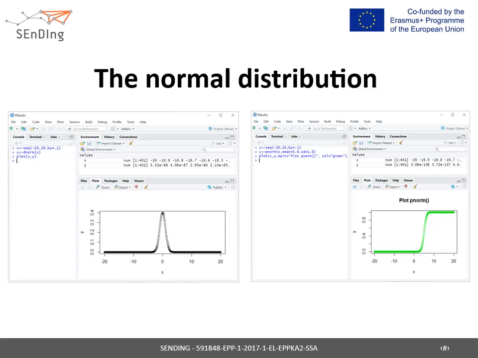In the second example, we start with the same vector but pass it as an argument to the pnorm function along with mean equals 5.0 and sd equals 1.0, and we plot the initial vector and the produced values.